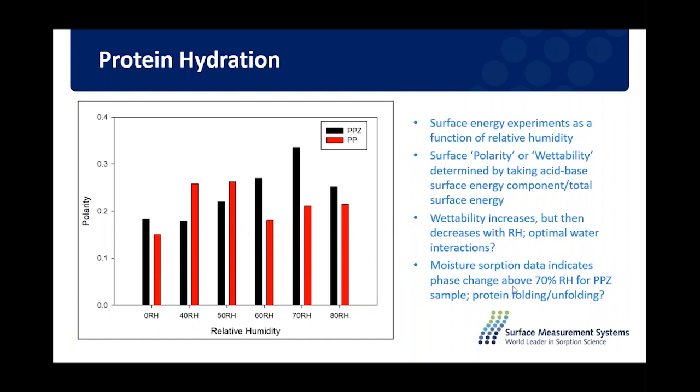And we can see that the polarity changes as I have moisture present or under dry conditions. So we can see initially the wettability increases, but then decreases. And the DVS or moisture absorption data does show that there could be some evidence of some sort of structural change when I get to very high relative humidities.